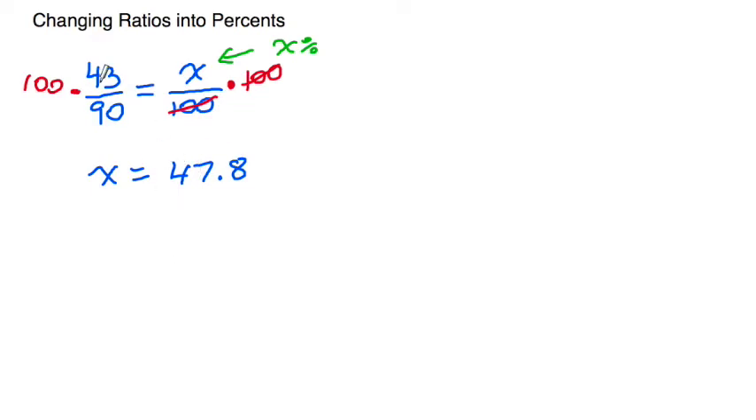So what that means is, a 43 out of 90, this x is in that top position, it should be written as a percent. So you got 47.8% of the test right. Not a good grade.